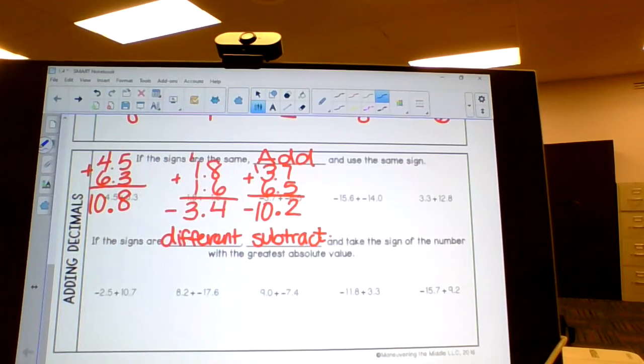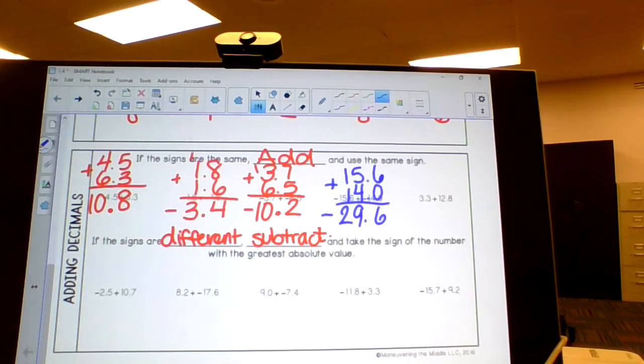Alright, so I'm going to do these 2 now, because it looks like most of us are done already. Okay, so same sign, add and keep. So 15.6 plus 14.0. So that'll be 6, 9, 29.6, but I keep the negative because they were the same sign, add and keep. We good on that one? Good, right? All right, this one.